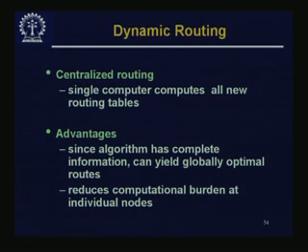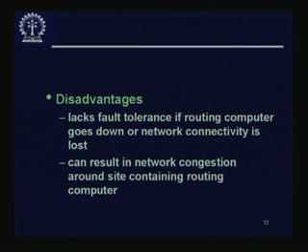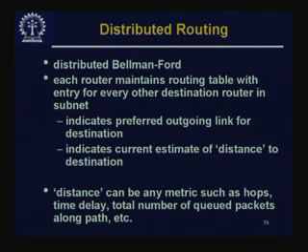Dynamic routing we have already talked about, and centralized versus distributed routing. Centralized routing has its disadvantages; it lacks fault tolerance if the routing computer goes down. Whereas distributed routing, which is the one most usually used, may use some distributed algorithm like distributed Bellman-Ford, or it may use some centralized algorithm with distributed global data. We will look at distributed routing in more detail in the next couple of lectures. Thank you.